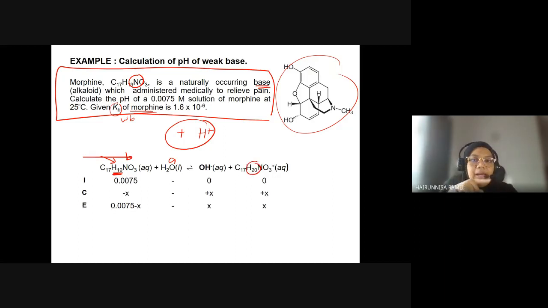Okay, but remember we must add the positive charge. So you have to add a positive there. And remember again, this is a weak base, so the arrow should be a reversible arrow. One more keyword, weak base. Okay, the product must have OH minus.